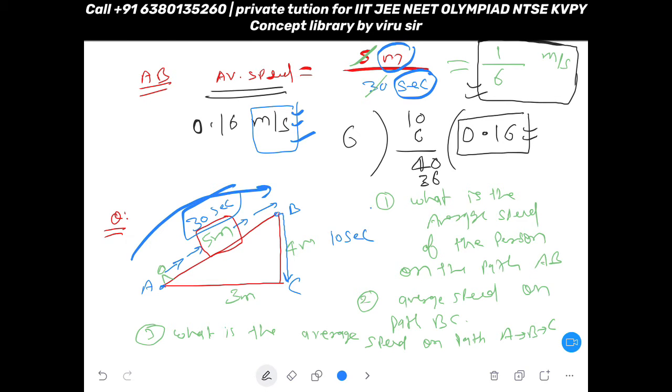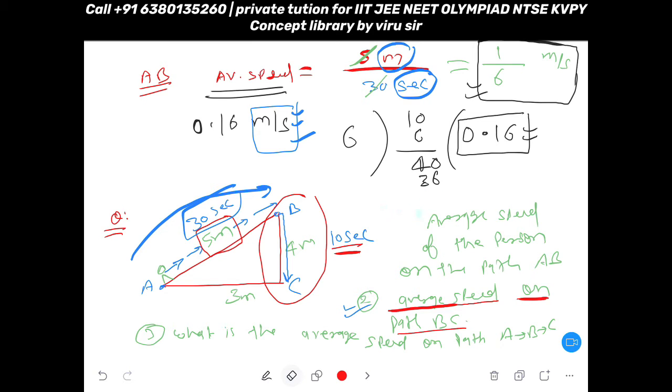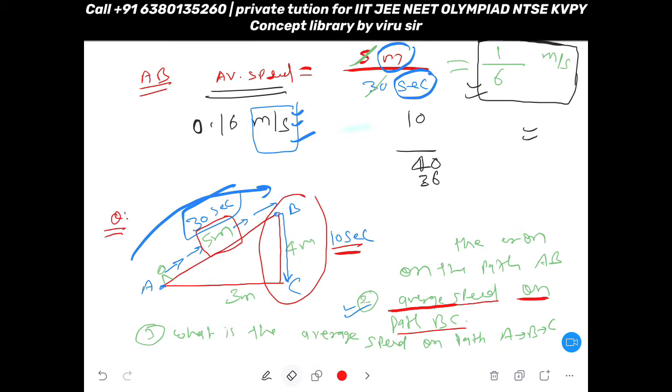Now this question 1 is over. Now we have to go for question number 2. Same question, only the path is different and the data is different. Again we have to find out the average speed on path BC. How can we do that? Path BC is 4 meter and time is 10 second. So I will just erase the question here, and this part also I can erase.